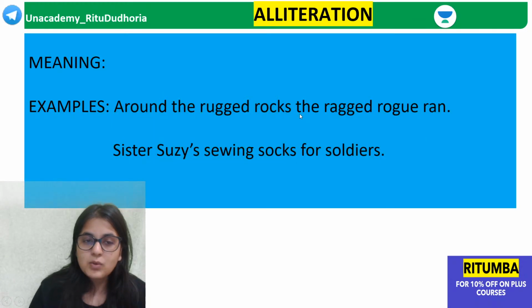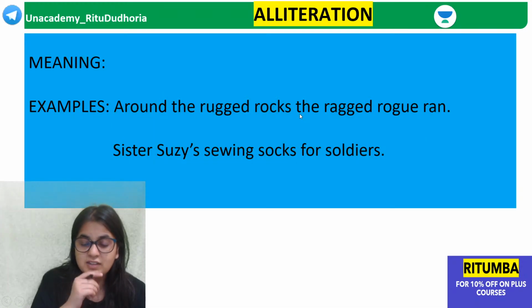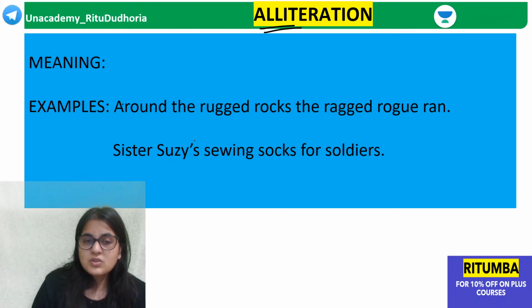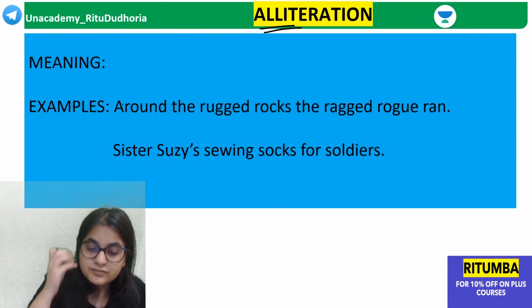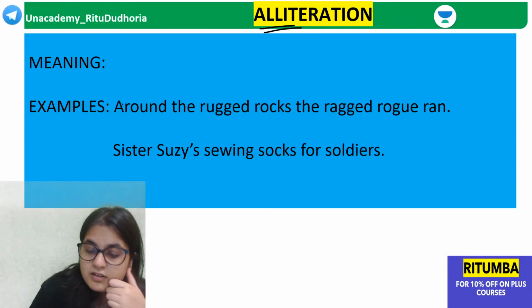So chalo naye different figures of speech dekhte hain. Now come on guys, what is an alliteration? Now see this. Around the rugged rocks the ragged rogue ran. Sister Susie sewing socks for soldiers. So guys, what is alliteration here? Now I have given you the example. You have to tell me the meaning guys. The truth is honey.